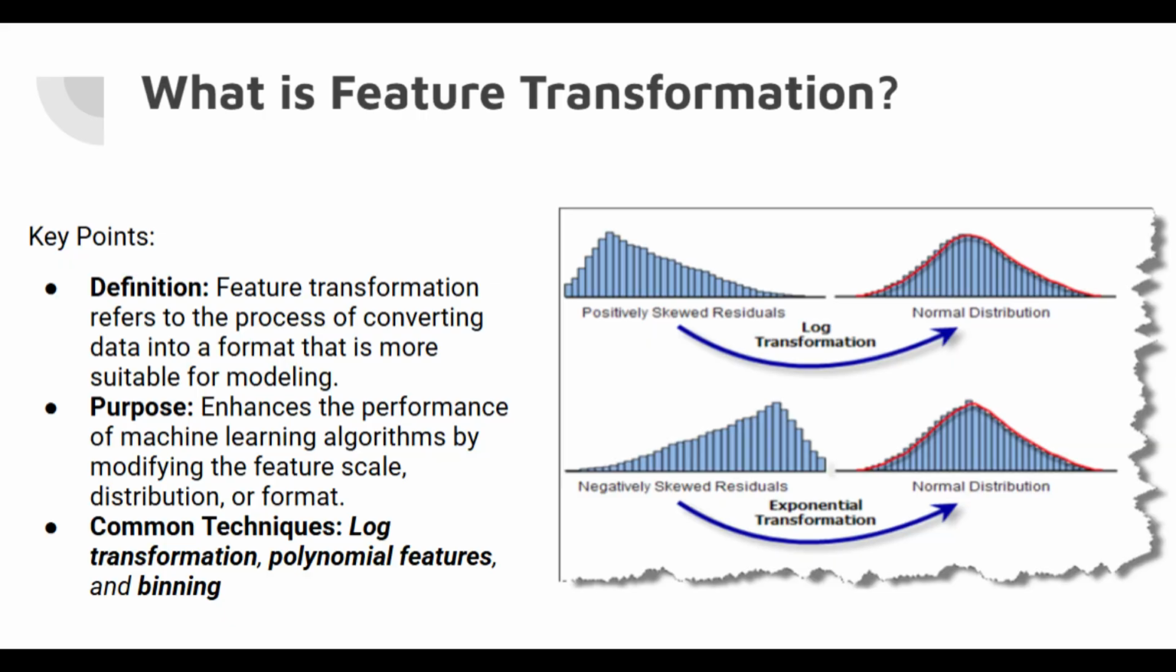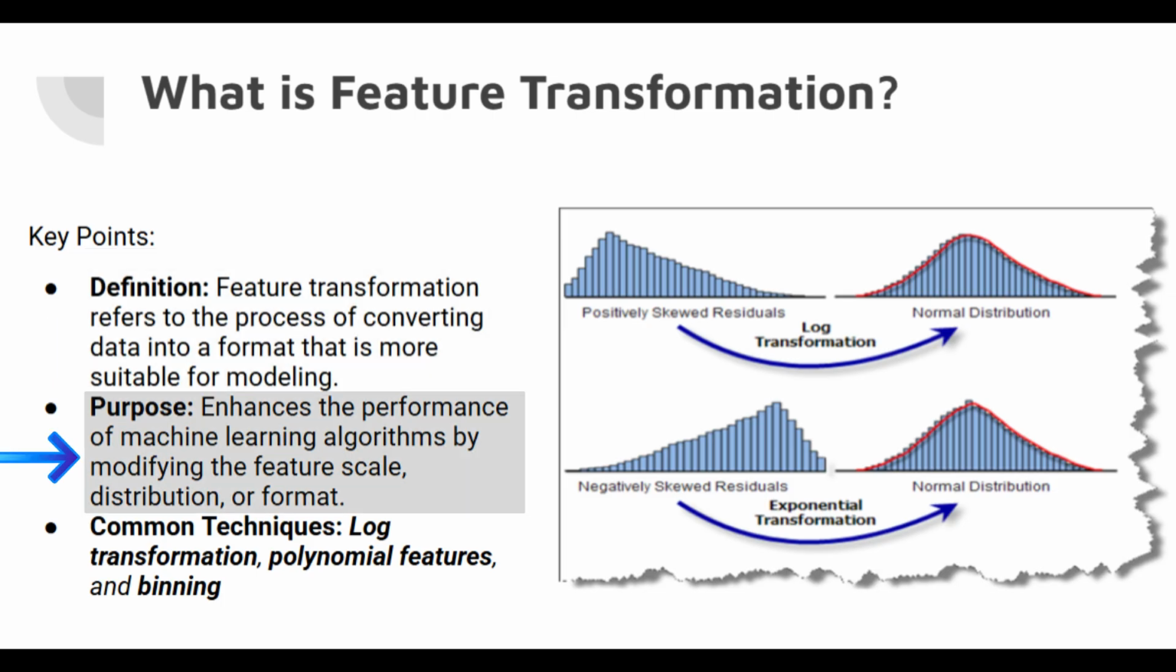Today, we're exploring feature transformation, a vital process in preparing data for machine learning. Definition: feature transformation refers to the process of converting data into a format that is more suitable for modeling. This step is essential because it helps improve the performance of machine learning algorithms.